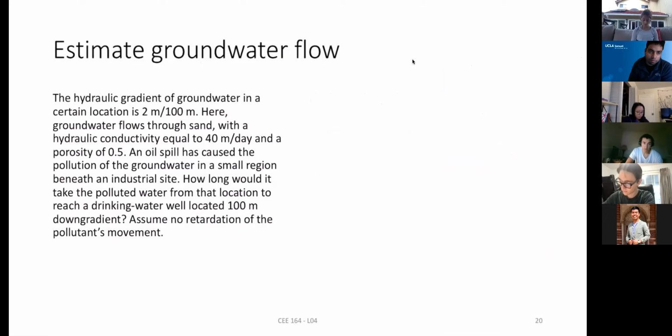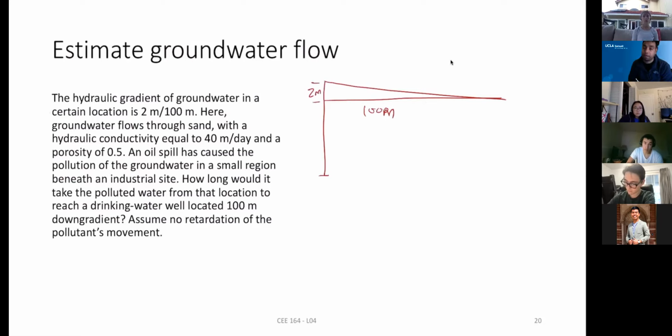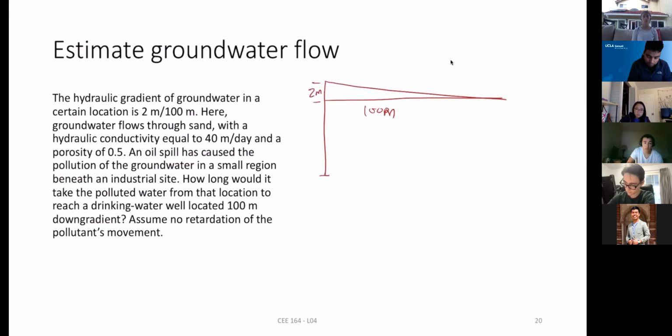It says estimate groundwater flow. The hydraulic gradient of groundwater in a certain location is 2 meters by 100 meters. The reason it says 2 meters by 100 meters is that if you travel 100 meters, the head will drop 2 meters. So this is a 2 meter drop in head. If you go from location A to B, the difference in distance is, and this is H, let's say this is H1, H2, groundwater moves in this direction.